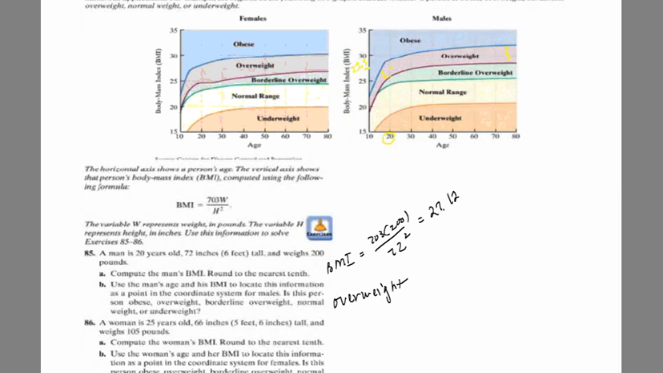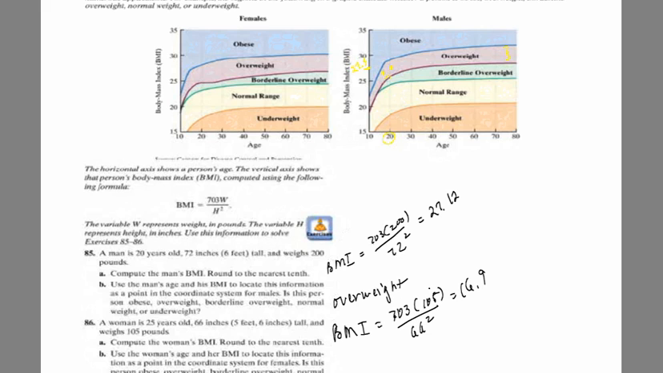And we can do the same thing. Part B, we're dealing with a woman who's 25, 66 inches, and weighs 105 pounds. My guess is either underweight or normal, but let's just see what the BMI tells us. So it's 703 times the weight, which is 105, divided by the height, which is 66 squared. So take that, put it in a calculator, and we should get 16.9.